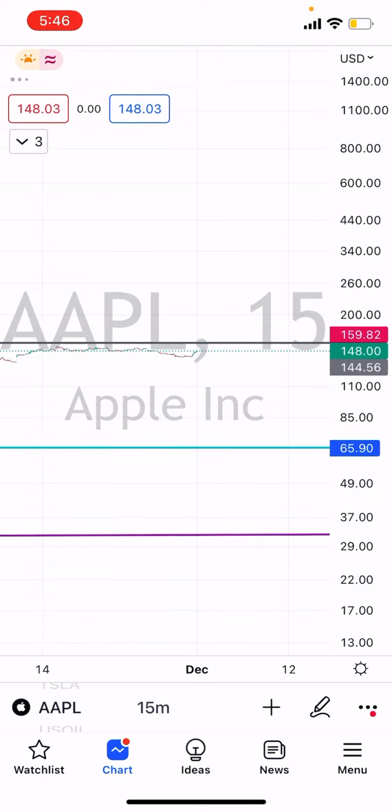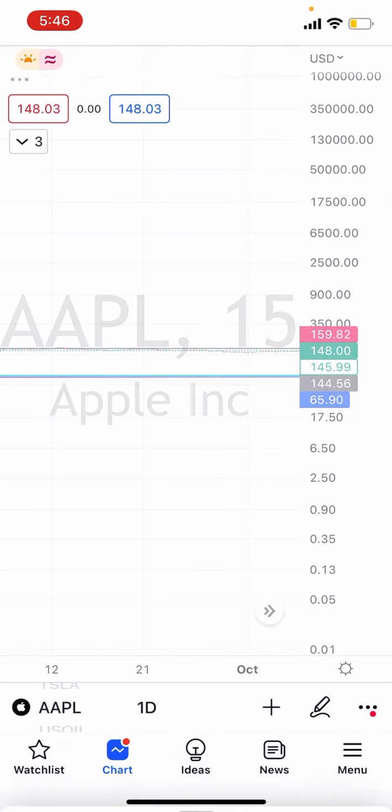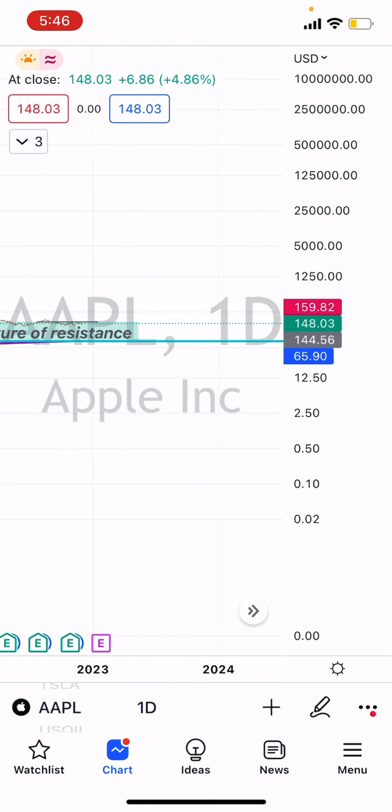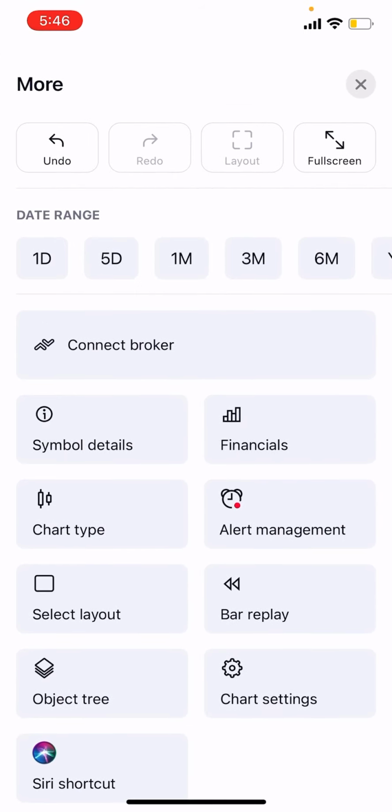We are going to be talking about Apple shares. This is a stock, and I'm going to go on this daily time frame. Going to hit bar replay.